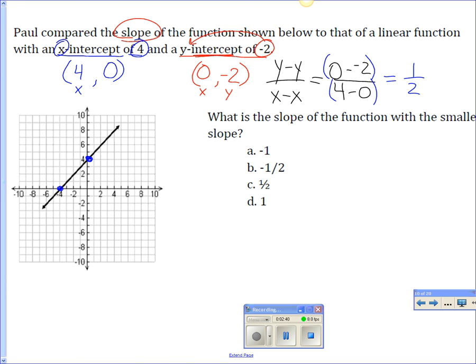What do I do after I pick 2 points? Good. Rise over run. So up 1, 2, 3, 4 over 1, 2, 3, 4. What's 4 divided by 4? 1. So the slope of the graph is 1. The slope of the points is 1/2. So we have 2 different slopes, 1 and 1/2. What does the question ask? The smaller one. So which one's smaller? 1/2. So the answer is C.